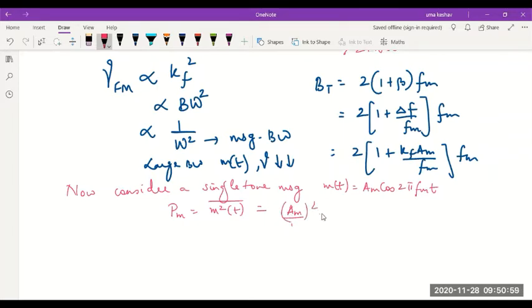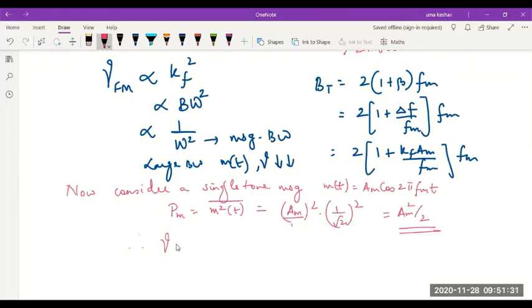AM square into power in a cosine is 1 by root 2 whole square. So this will be AM square by 2. We have done the same analysis for AM signal also, double sideband full carrier AM. There also we considered single tone message and found what will happen to the figure of merit. So here also, let's consider a single tone message. So the power in that message signal is AM square by 2.